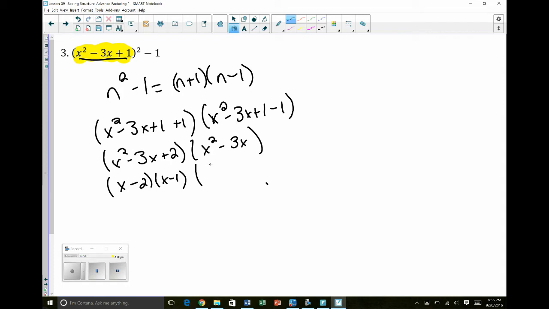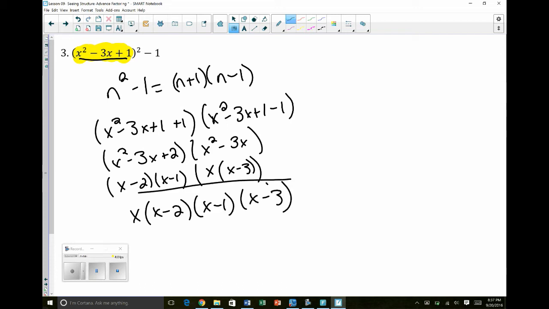And this next term, well, there's no constant term. Is there anything I can factor out? Yeah, I can factor out an x. So my final answer is x times x minus 2 times x minus 1 times x minus 3. That expression up there is equivalent to that expression down here that I wrote. Looking for and making use of structure makes you recognize quickly that it's really just the difference of perfect squares.